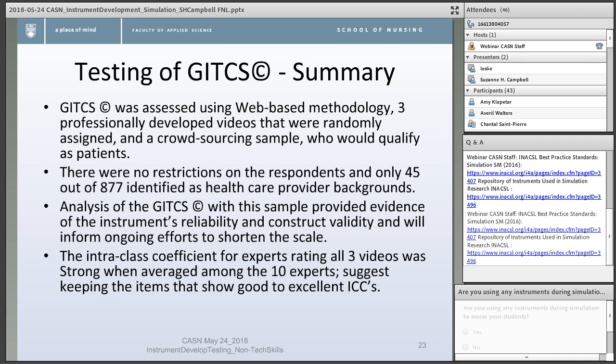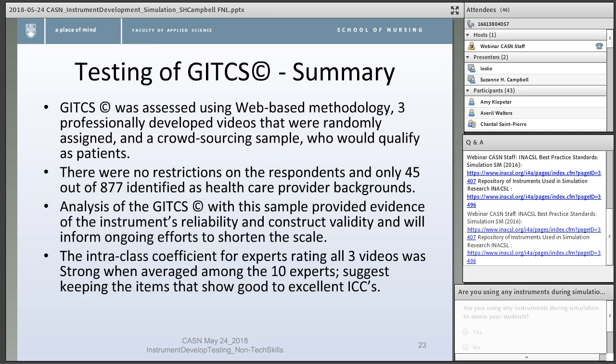So just to summarize, we tested it. We used a web-based methodology, so people were completing the survey online. We developed those 3 professional videos that were randomly assigned to the crowdsourcing sample. And just to mention, we had 877 videos reviewed. So there's my number. We almost hit the 880 that would be recommended for 20 participants per question. Only 45 out of those 877 identified as healthcare providers.